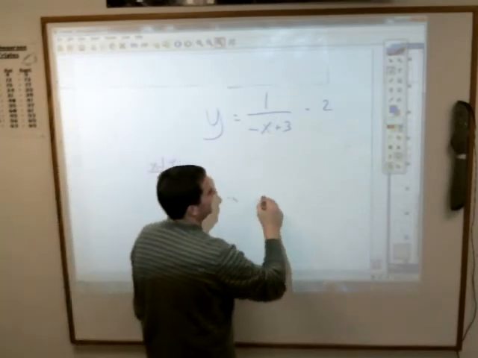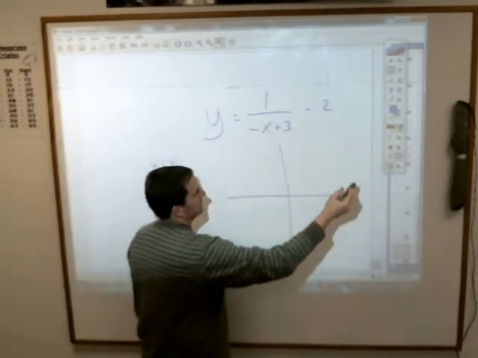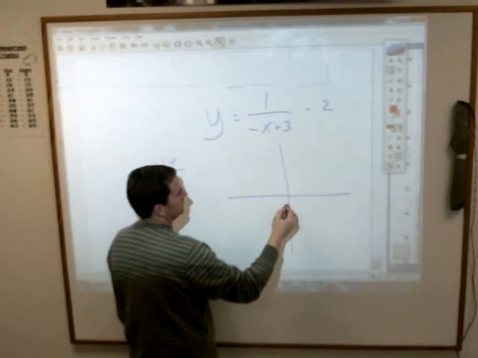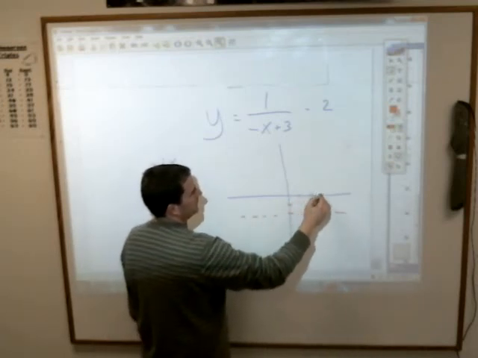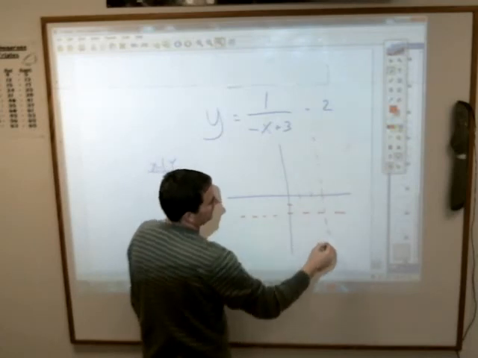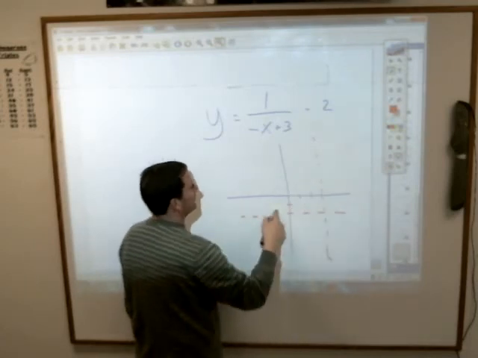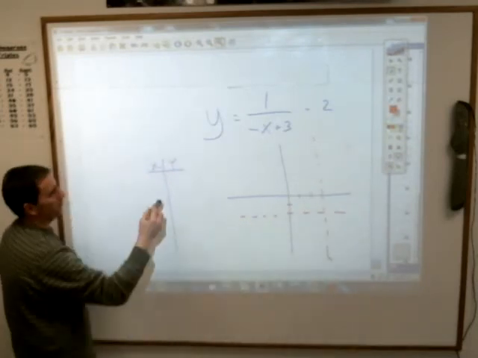I know what my asymptotes are. Those aren't going to change. I know at -2 there's going to be this one, and I know at +3 there's going to be this one. But I want to see if the line ends up being on this side or this side. It'll only take a couple points.